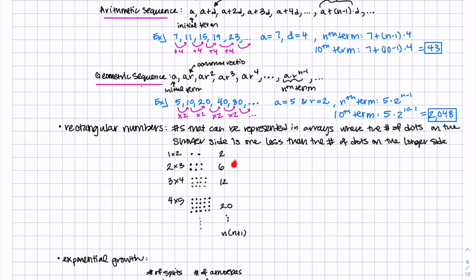Because to get from 2 to 6, I could think, well, I add 4, but that doesn't work to get me to 12. Or I could go from 2 to 6 by multiplying by 3, but that again won't get me to 12.